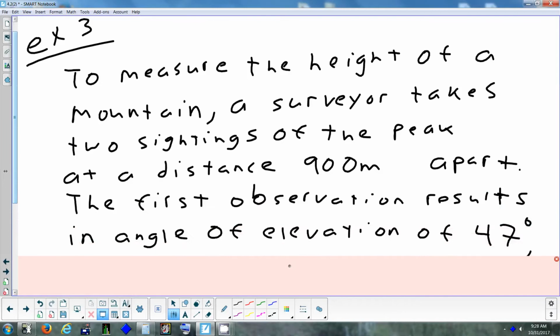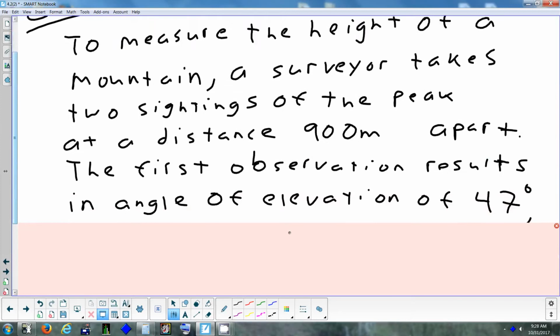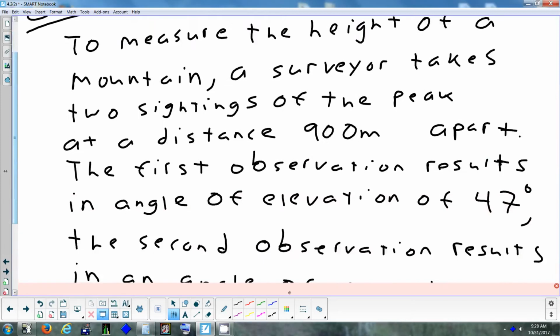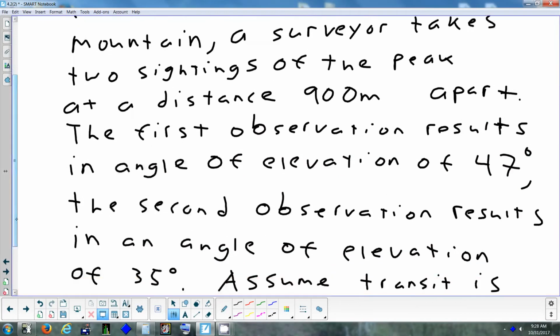So the first time the surveyor does it, they get an angle to the top of the mountain of 47 degrees. Now the surveyor gets in their truck, drives backwards 900 meters, does the same thing again, and gets an angle of 35 degrees. I'm writing out the whole story here, but you could just shorten it: first angle 47, second angle 35.